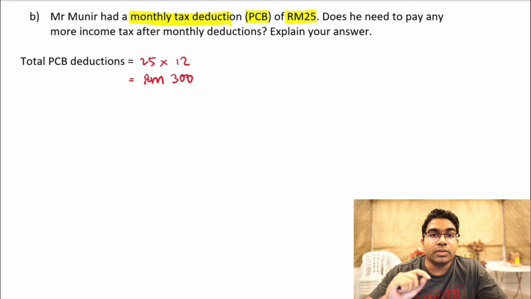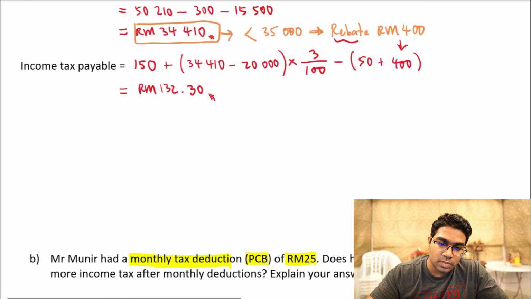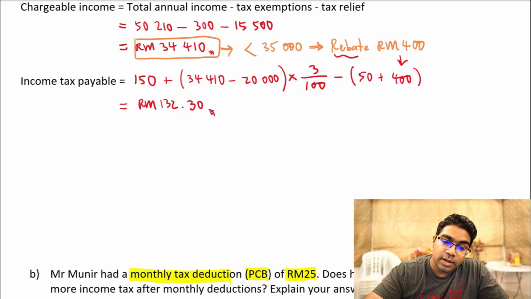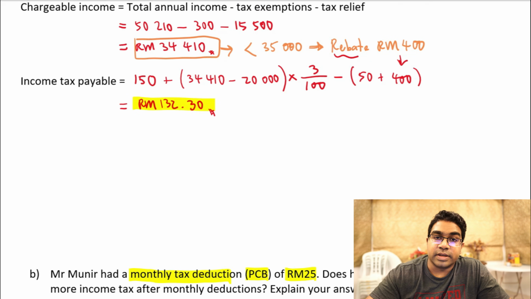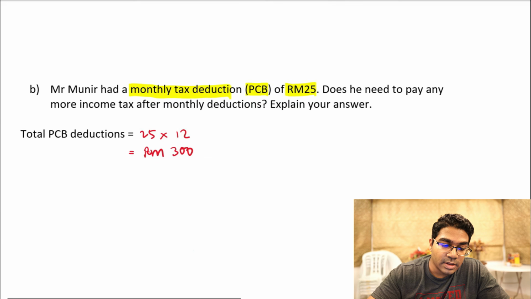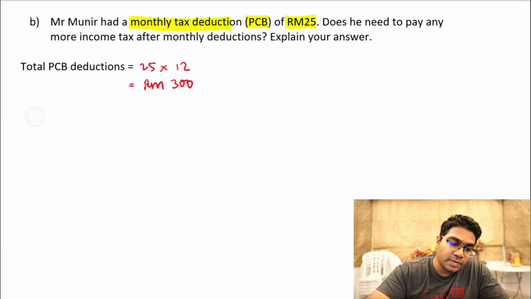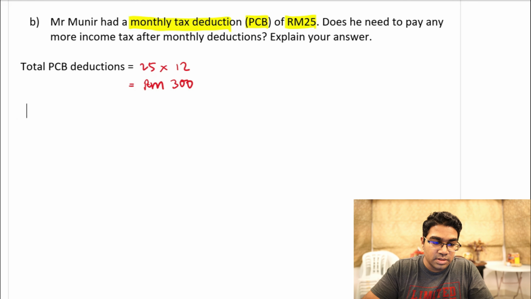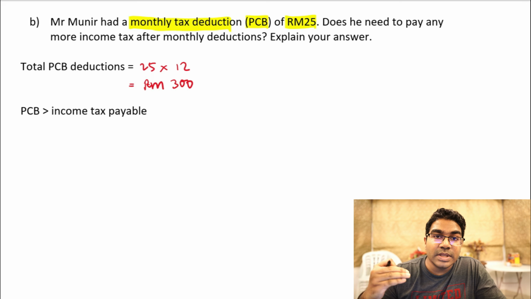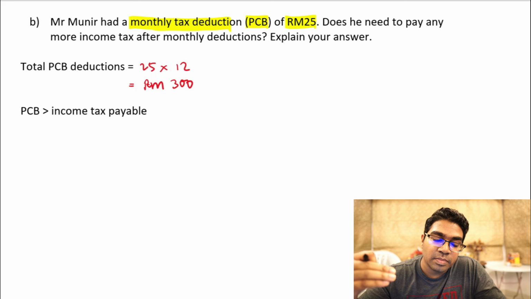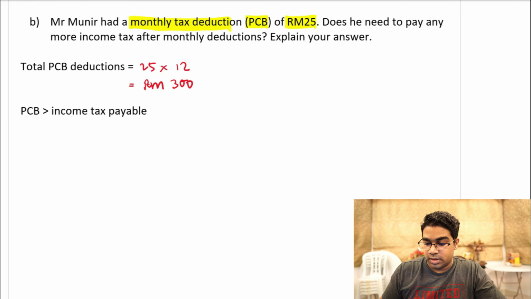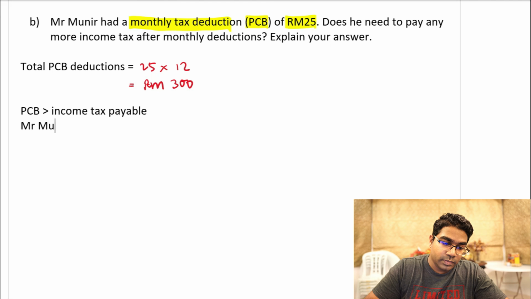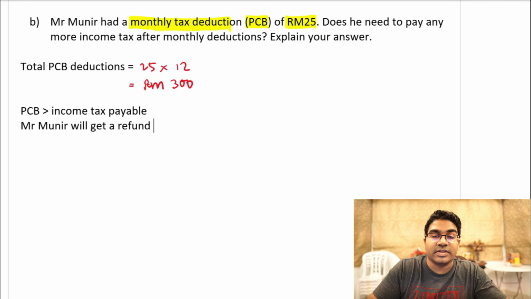Now we can compare this to the tax payable. Earlier we calculated the income tax payable to be 132 ringgit and 30 cents. Now, this is significantly less than the deductions. And so first we state that the PCB paid is more than the income tax payable. This means he has actually overpaid the tax. And so what will happen in this scenario? Mr. Munir will get a refund for the extra amount that he paid.